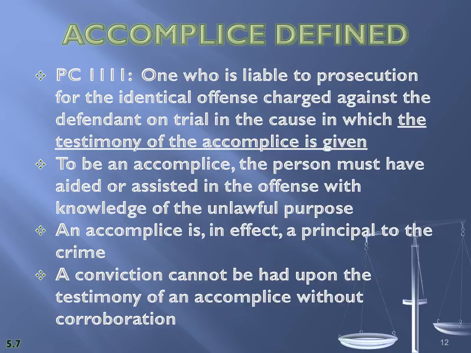Penal Code 1111 also says a conviction cannot be had upon the testimony of an accomplice unless it be corroborated by such other evidence as shall tend to connect the defendant with the commission of the offense. So you need some kind of other corroborating evidence. Does that make sense? Corroboration is defined as independent evidence that tends to connect the defendant with the commission of the offense. This independent evidence must be something other than testimony of an accomplice.